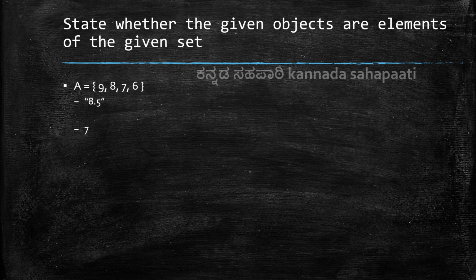8.5 is a decimal number, whereas 9, 8, 7, 6 are natural numbers. Therefore, 8.5 does not belong to A. 7. 7 is an element present in set A. Therefore, 7 belongs to A.